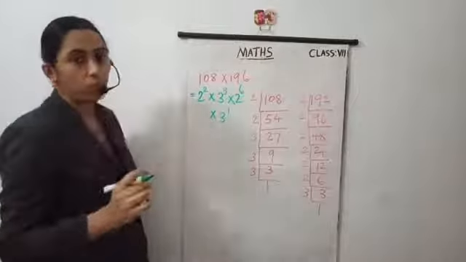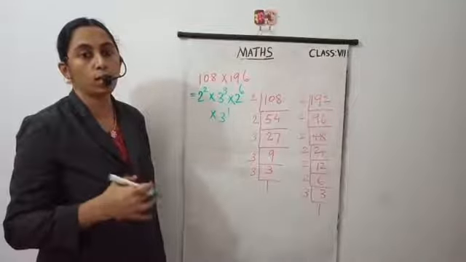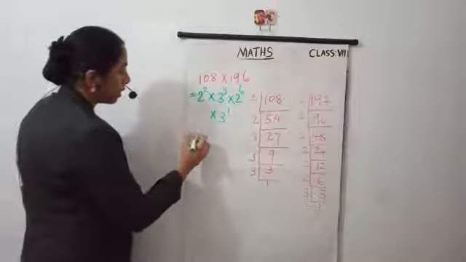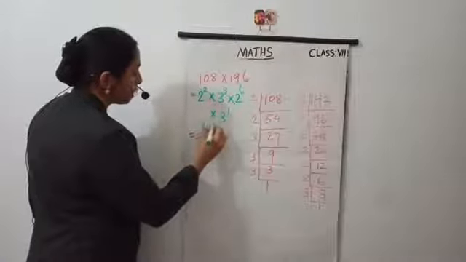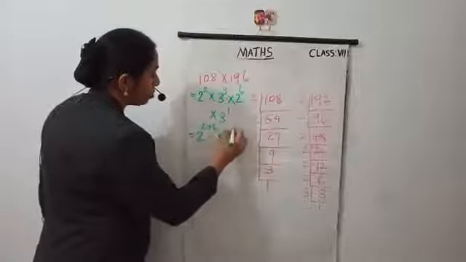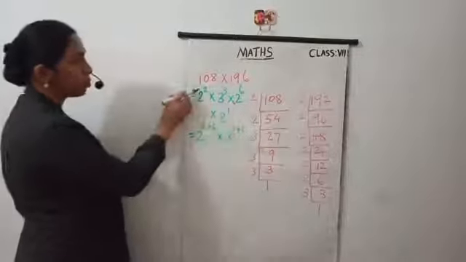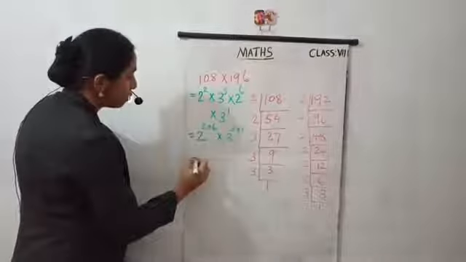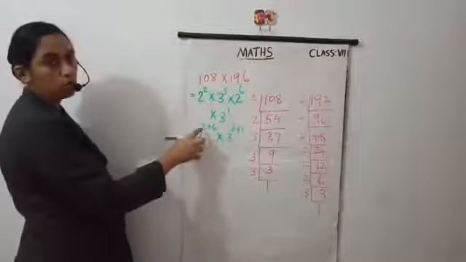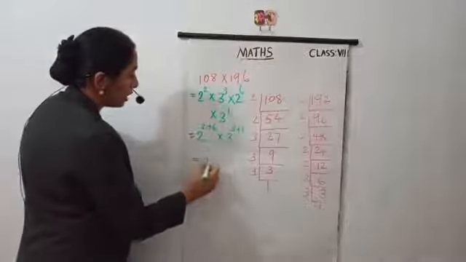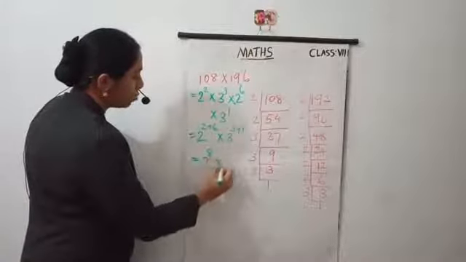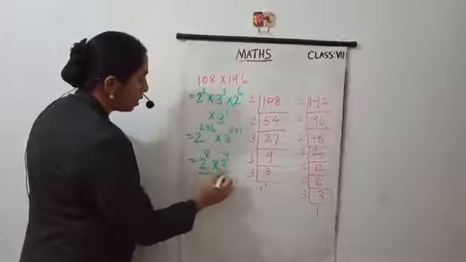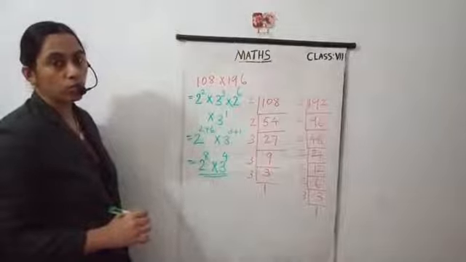That is the law of exponents: a raised to m into a raised to n equals a raised to m plus n. So apply that here. This is 2 raised to 2 plus 6 into 3 raised to 3 plus 1. 2 raised to 2 plus 6 is 2 raised to 8, and 3 raised to 3 plus 1 is 3 raised to 4. So the final answer is 2 raised to 8 into 3 raised to 4.